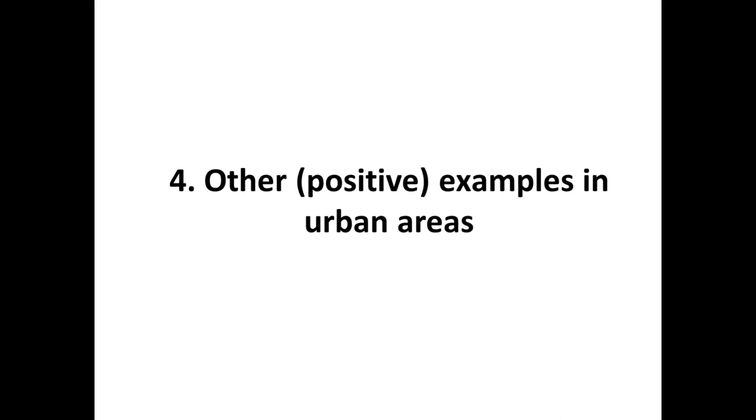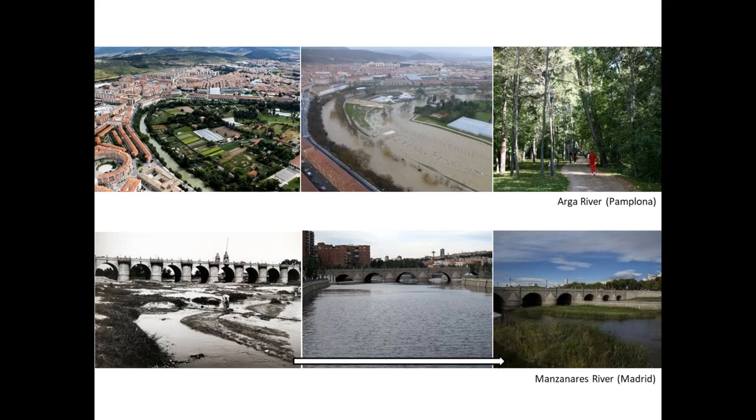Like the additional examples, just to almost finish my presentation, we have good examples of some cities which are changing the way they manage rivers. For instance, some cities which are trying to avoid the typical idea of just dredging or constructing fences around the rivers. And for instance, in the upper side of the slide, we have the case of the Arga River in Pamplona in Spain, where one of the margins has not been urbanized, but has been left just for urban gardening and urban fields, and also for recreation.